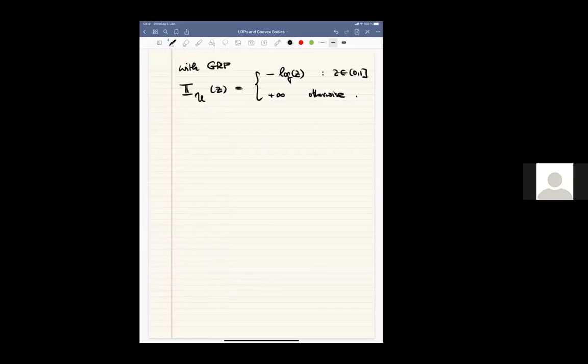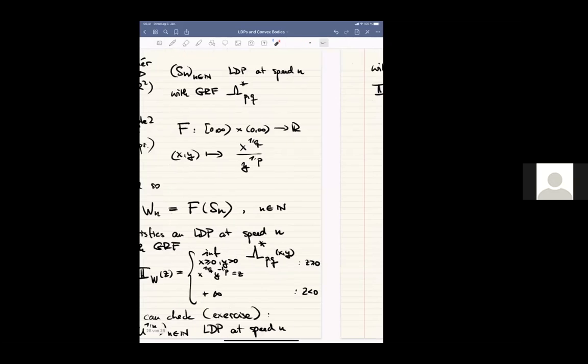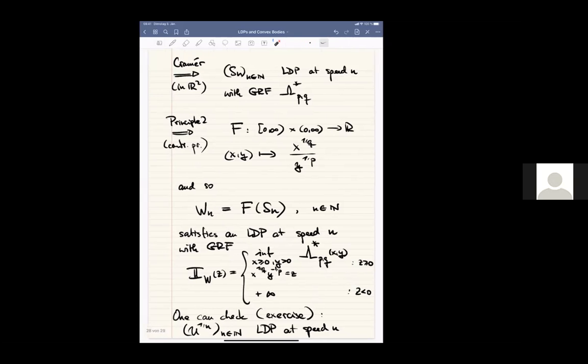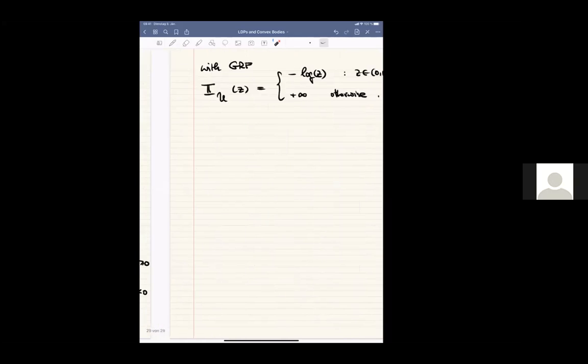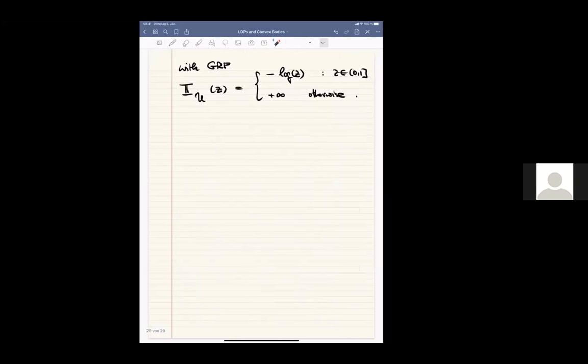So now we have our separate building blocks. We have an LDP for this, we have an LDP for this. Both LDPs occur at the same speed, namely n. This is what we know so far. So what we're going to do is just use again.